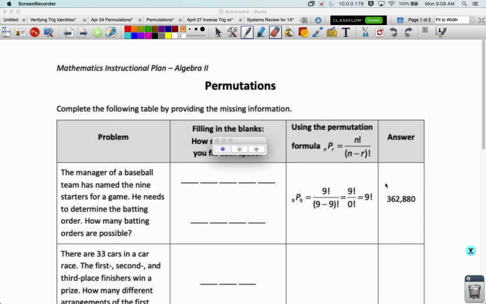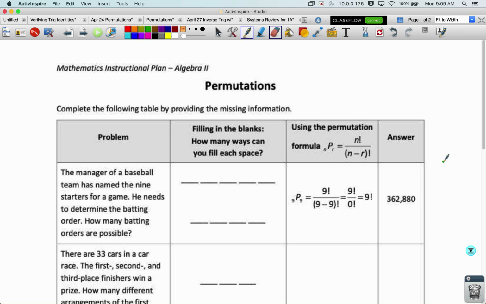Video for the worksheet with permutations on one side, combinations on the other side. Hopefully this worksheet will help you understand the difference between permutations and combinations and how to connect them to word problems, and then also how to evaluate them numerically. All right. So complete the following table by providing the missing information. We'll start on the permutation side.